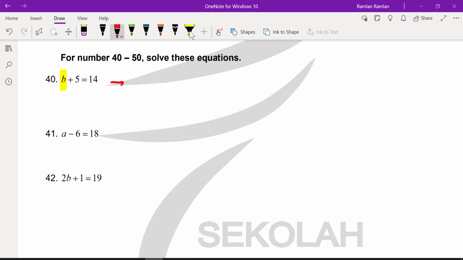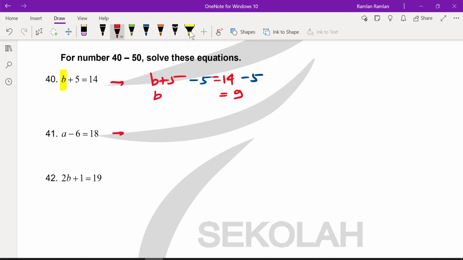So b plus 5 equals 14. Subtract both sides by 5, because if I subtract this by 5, this is gone, because b plus 0 is just b. So it's just b equals 14 minus 5, which is 9. That's it.